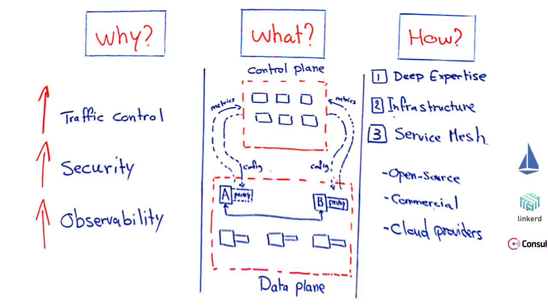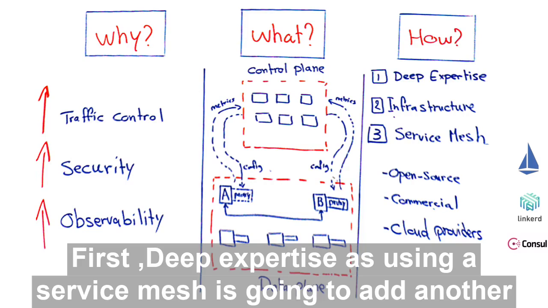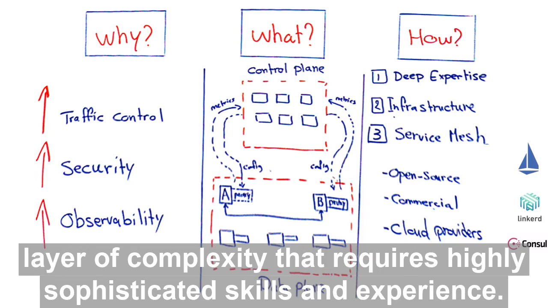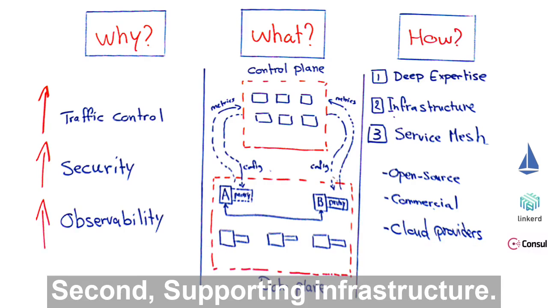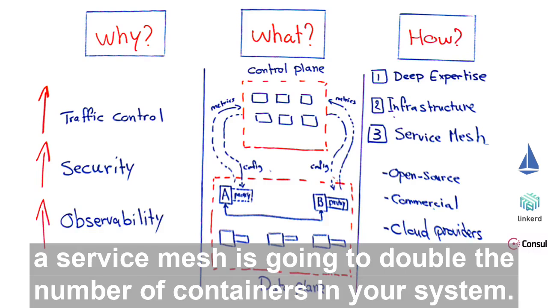Finally, the how. You're going to want to have three things in the enterprise. First, deep expertise, as using a service mesh is going to add another layer of complexity that requires highly sophisticated skills and experience. Second, supporting infrastructure. You want to make sure you size your clusters properly, since the introduction of a service mesh is going to double the number of containers in your system.